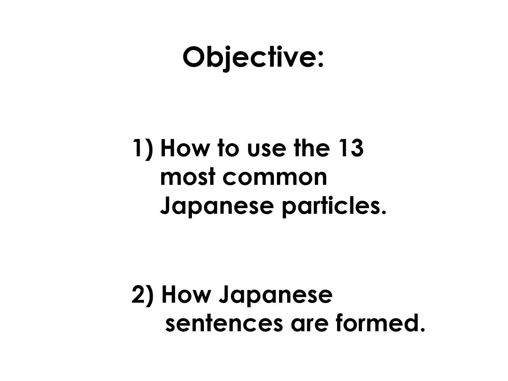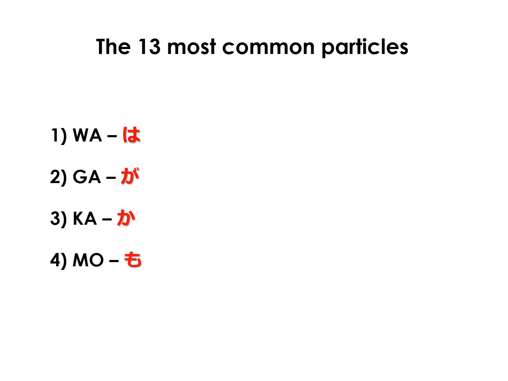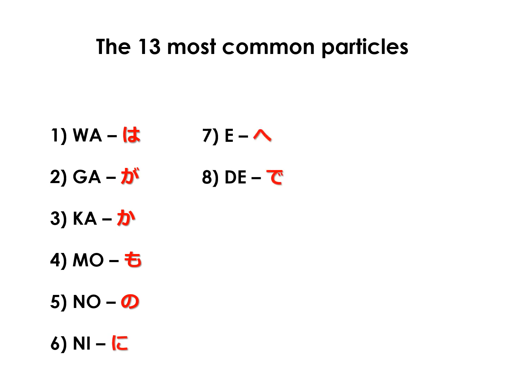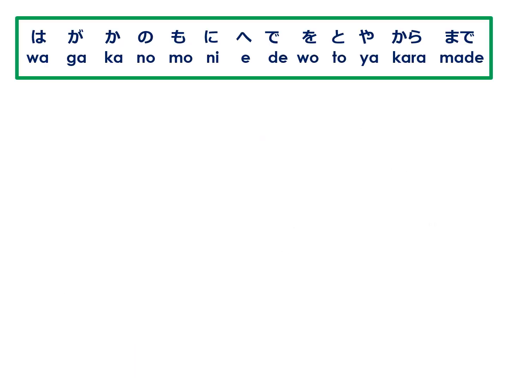Otherwise, let's begin. A quick review. The 13 most common Japanese particles we studied were wa, ga, ka, mo, no, ni, e, de, wo, to, ya, kara, and made. Let's see how much of the functions of these particles you remember. I have the 13 particles on top. I'll say the function, and you tell me which particle it is.